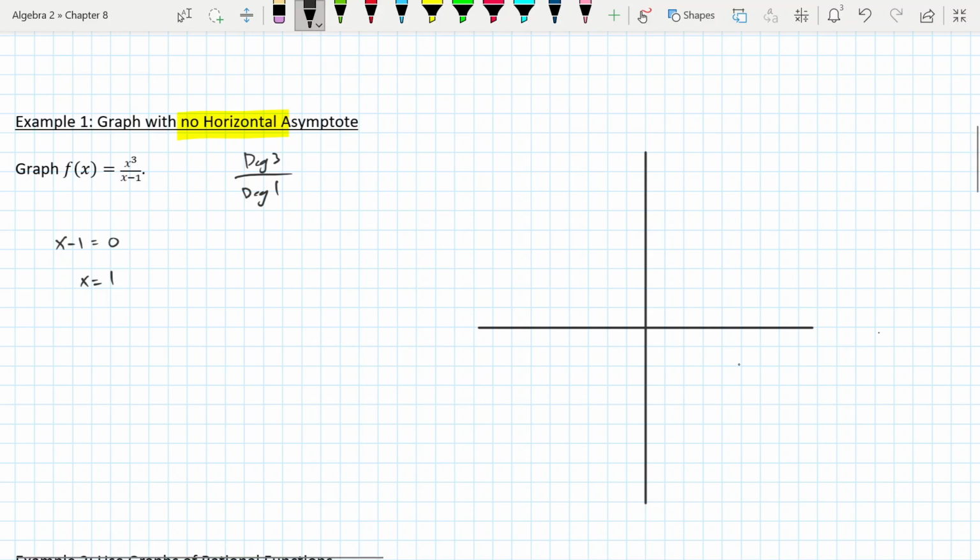And I am interested in the left and right hand side of that line, x equals 1. So let's make a table of values. X and f of x. Let's start it over at -3, -2, -1, 0. And I can't be at 1, but let's try 0.5. Let's see what that does.